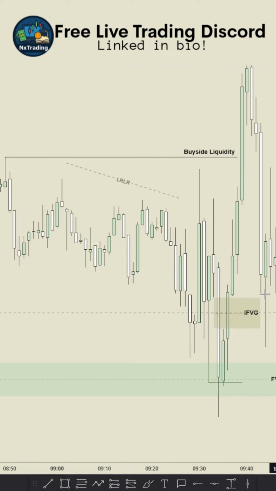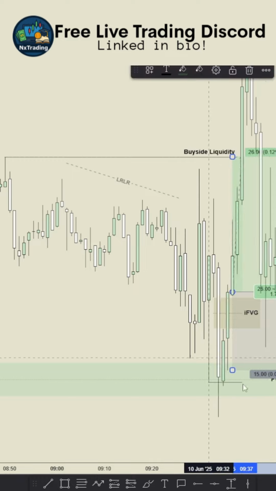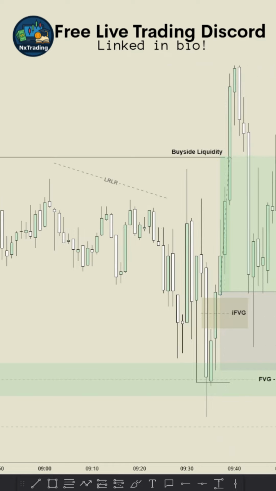And as you can see, we had very strong displacement to the upside as soon as we inverse this fair value gap. Stop loss was once we get a candle closure below this gap, which we never got. And we just flew straight up to the buy side liquidity within 3 minutes of entry. So this was a great trade. I made around 300 on this trade.